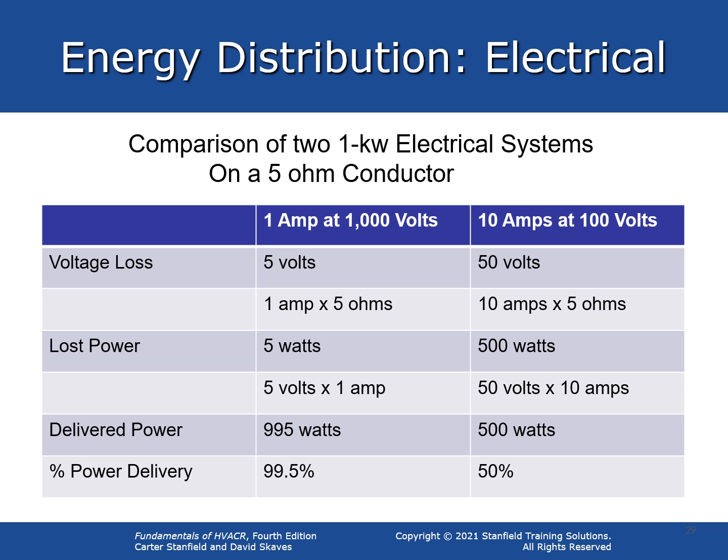Now look at the percentages. In the 1 amp system, we lost 5 volts out of 1,000, so we delivered 99.5% of the voltage. In the 10 amp system at 100 volts, we lost 50 volts out of 100, so we lost half of our power, delivering only 500 watts out of 1,000 watts. We delivered only 50% of what we sent. That is why electricity is distributed at very high voltages, to minimize the loss through the power lines.